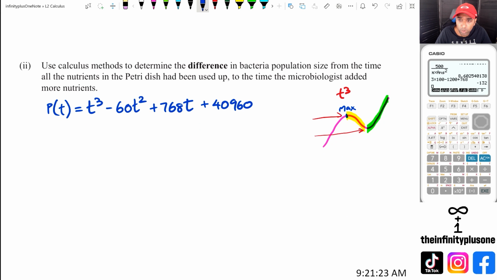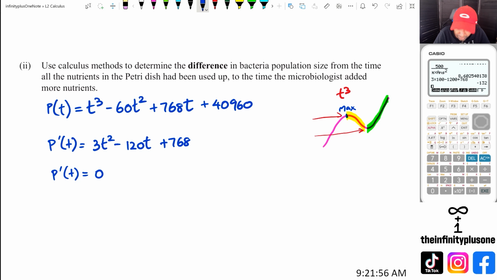Now I need to figure out what my two turning points are. So I do need my differentiated function, which was 3t squared minus 120t plus 768. Now to figure out my two turning points, I'm going to put p dash of t is equal to 0. For this purpose, I am going to plug this straight into the calculator. Now, if you don't have a graphics calculator, then you do need to use the quadratic formula.